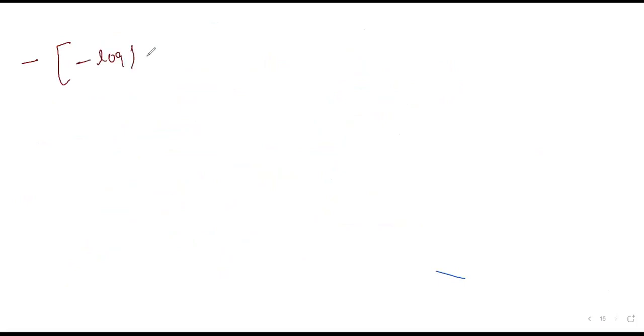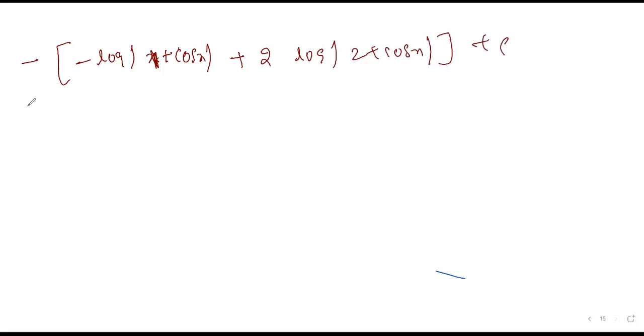log of x plus 1, 1 plus cos x. Cos x plus 1. Next is plus 2 of log of 2 plus cos x. Clear? Plus c. I'll rewrite it: it is minus into minus plus. So log of 1 plus cos x minus 2 of log of 2 plus cos x plus c.